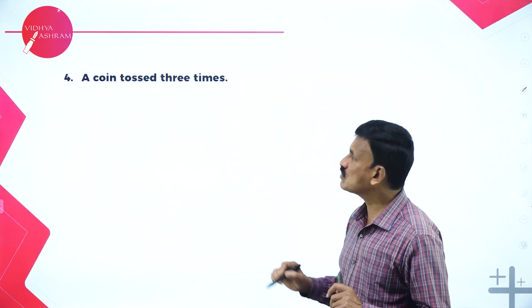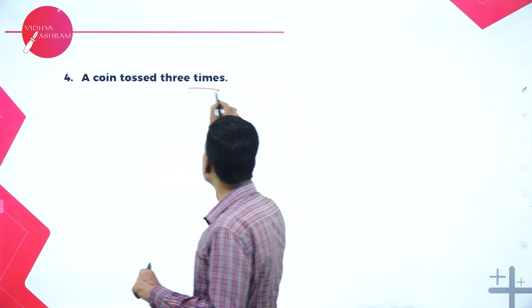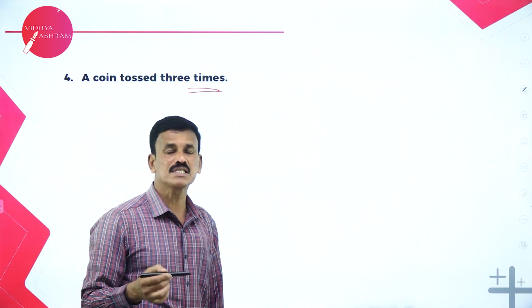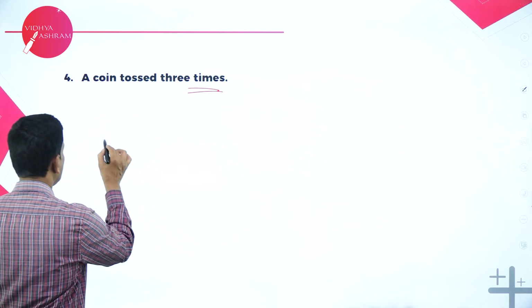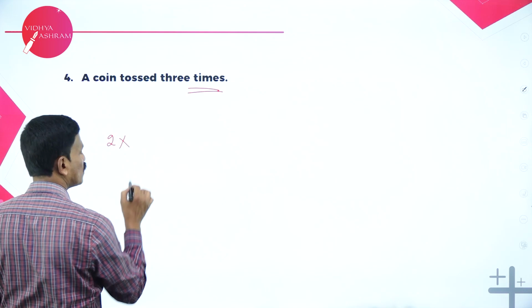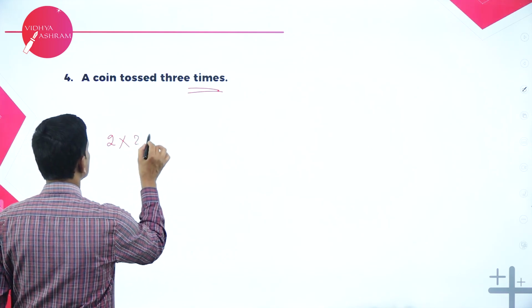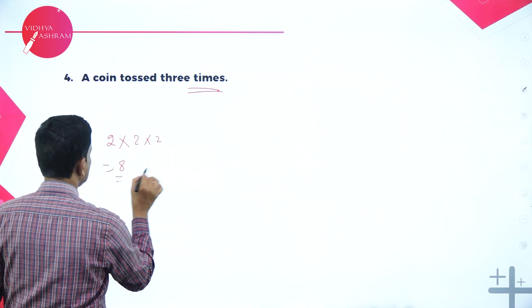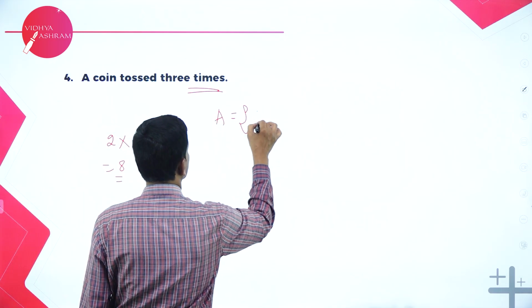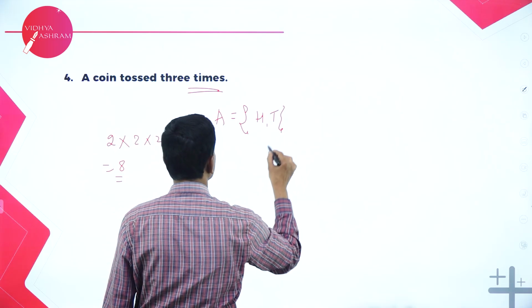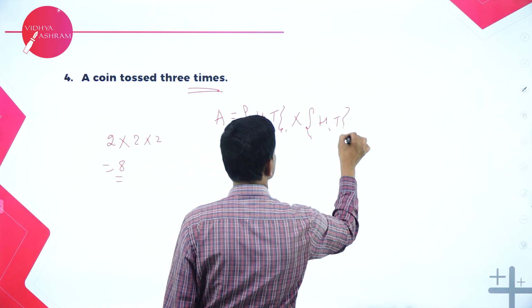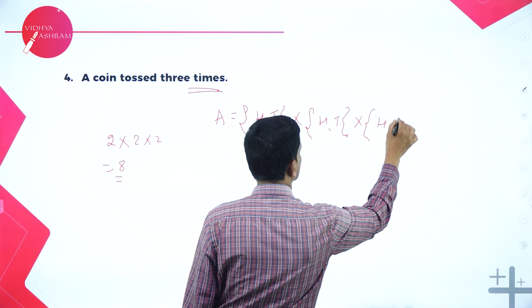So, next problem, a coin is tossed 3 times. If a coin is tossed 3 times, what is the sample space we are going to write? If a coin is tossed 1 time, we are going to get 2 events, head or tail. So, if a coin is tossed 3 times, 2 into 2 into 2, that's equal to 8 events we are going to get. So, that is A is equal to head, tail, again head, tail, again head, tail.